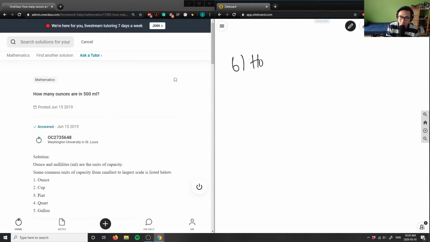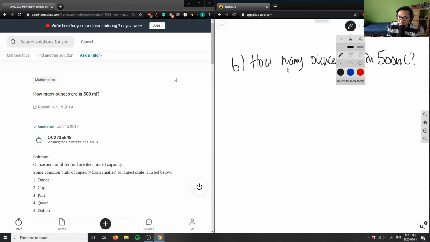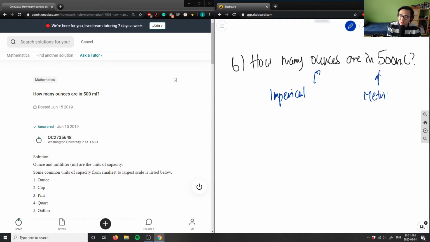So it says how many ounces are in 500 milliliters. So again, in this case, we have ounces here, which is in the empirical system. And this guy here is in the metric system, right? So we're going to have to find some relationship between ounces and milliliters here, but they all measure volume, right? So it's just a different measure of volume here.